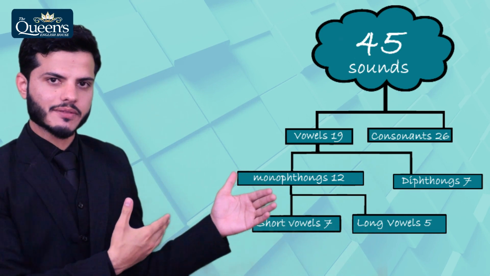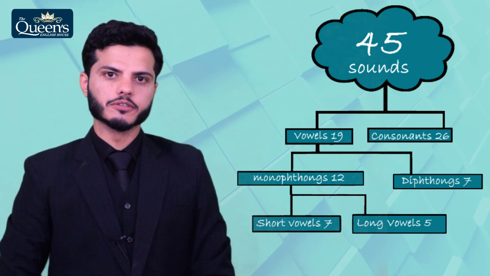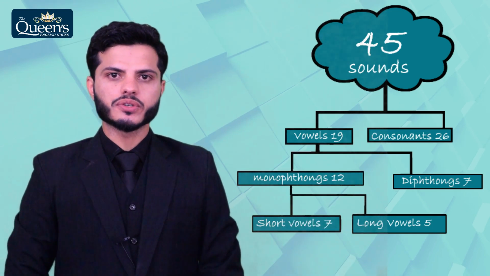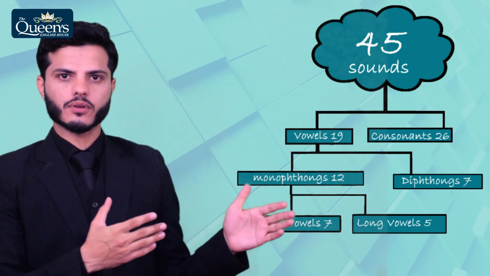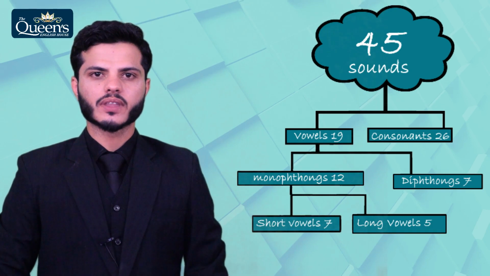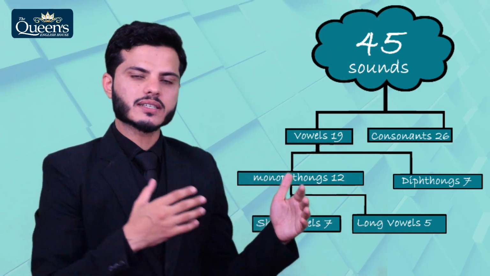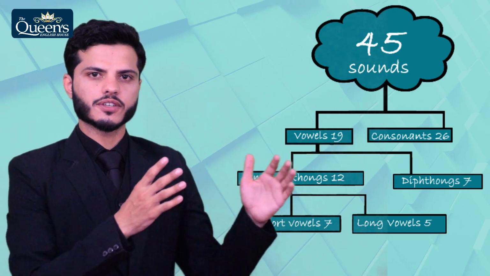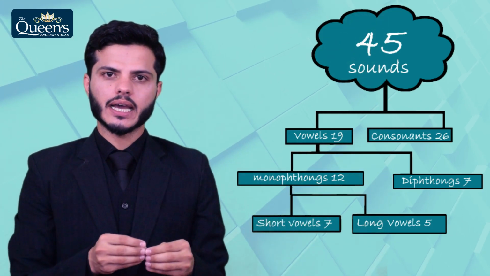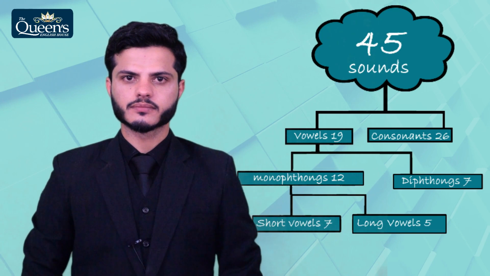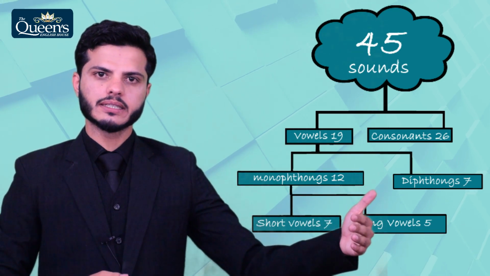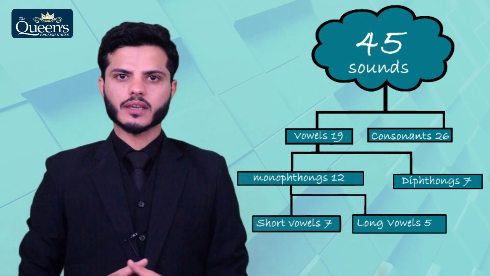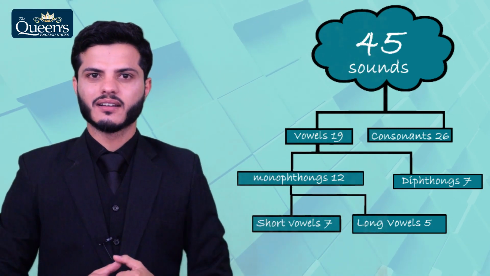Now let's go towards the classification of the 19 vowel sounds. These 19 vowel sounds are divided into two further classes called monophthongs and diphthongs. The monophthongs are single sounds and the diphthongs are double vowel sounds. Two monophthongs get together and they give us one diphthong. Monophthongs are 12 in number and diphthongs are 7. Diphthongs do not have any further classification, but monophthongs do.